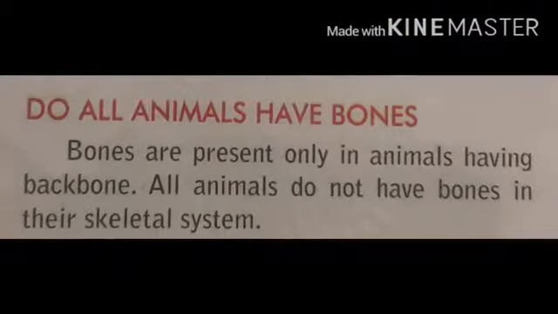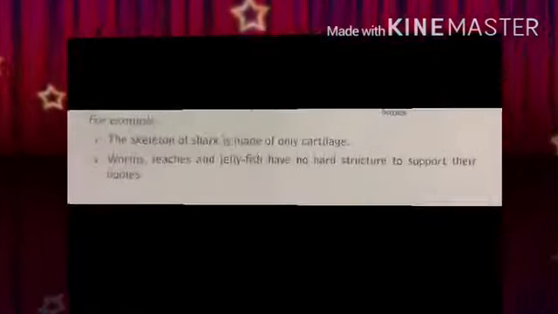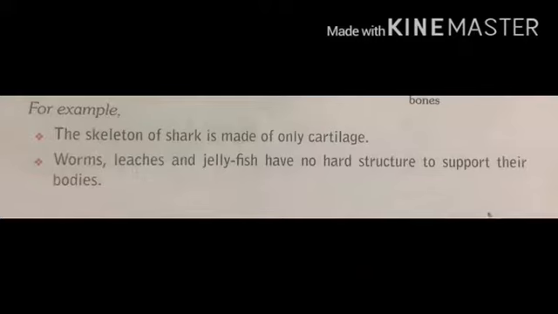Do all animals have bone? Bones are present only in animals having a backbone. All animals do not have bones in their skeleton system. Animals like snakes do not have a skeleton system. Now, for example, the skeleton of a shark is made up of only cartilage. Worms, leeches, and jellyfish have no hard structure to support their body. This means worms, leeches, and jellyfish do not have a skeleton system.